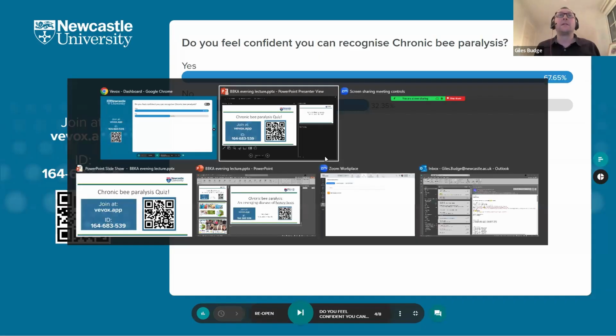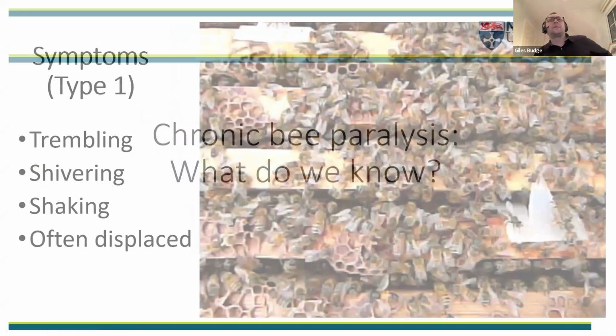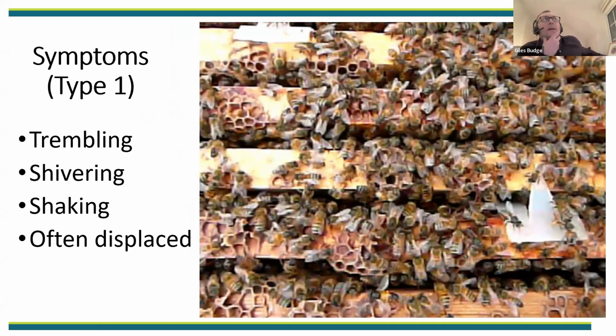We're going to switch back to the presentation now, and we're going to start going through and look at some of these symptoms. In the literature, you'll see different types of symptoms for chronic bee paralysis. Type 1 symptoms are trembling, shivering, shaking, and often these bees are displaced from where they would normally be. They often don't respond to smoke, and they will effectively cluster in places where you don't want them as a beekeeper. They'll stay on top bars, they'll go on lugs, and you can often end up squashing them because they don't move with the smoke.